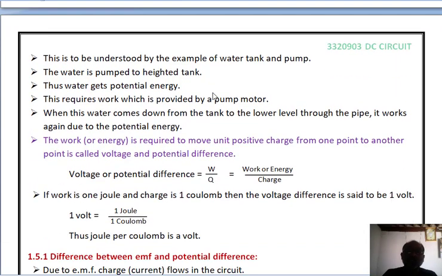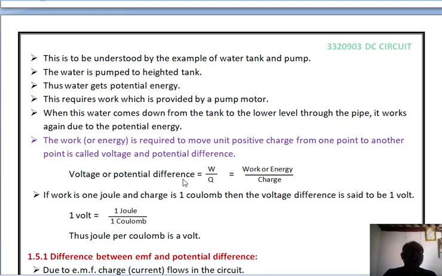So from that we can say that the work or energy required to move or transfer unit positive charge from one point to another point is called voltage or potential difference. Do you understand? The work or energy required to move unit positive charge from one place to another place, or one point to another point, is called voltage or potential difference.